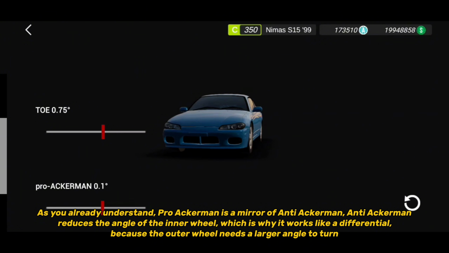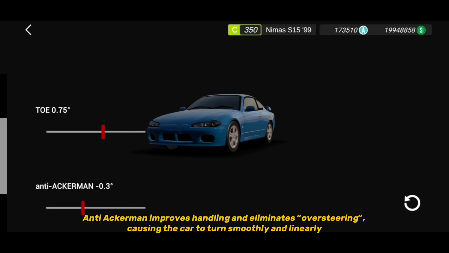As you already understand, Pro-Ackerman is a mirror of Anti-Ackerman. Anti-Ackerman reduces the angle of the inner wheel, which is why it works like a differential, because the outer wheel needs a larger angle to turn. Anti-Ackerman improves handling and eliminates oversteering, causing the car to turn smoothly and linearly.